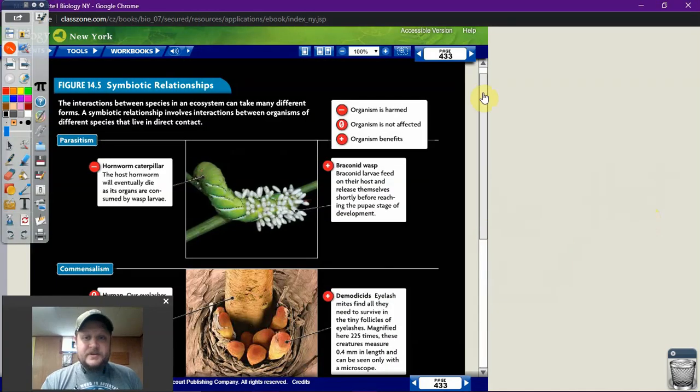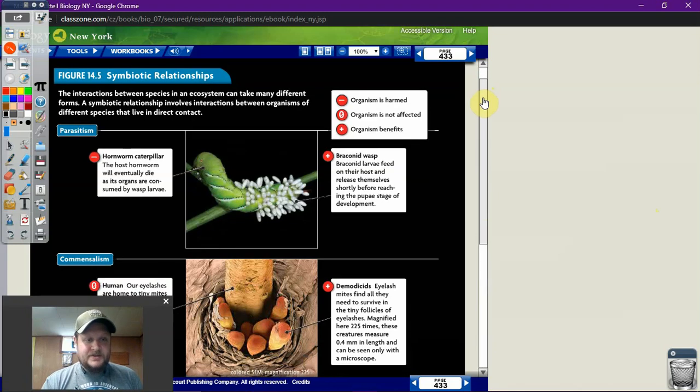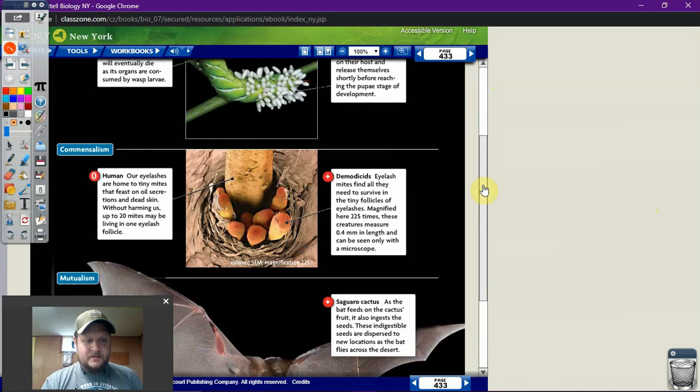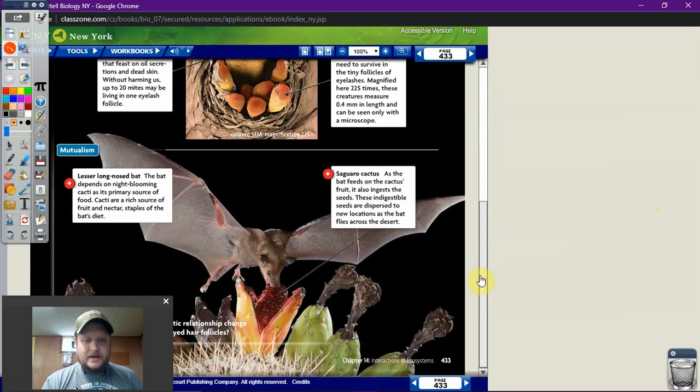I just want to bring your attention to page 433. Looking at symbiotic relationships again, they have parasitism, commensalism, and mutualism. I'm not going to go over these because you can easily read them yourself.